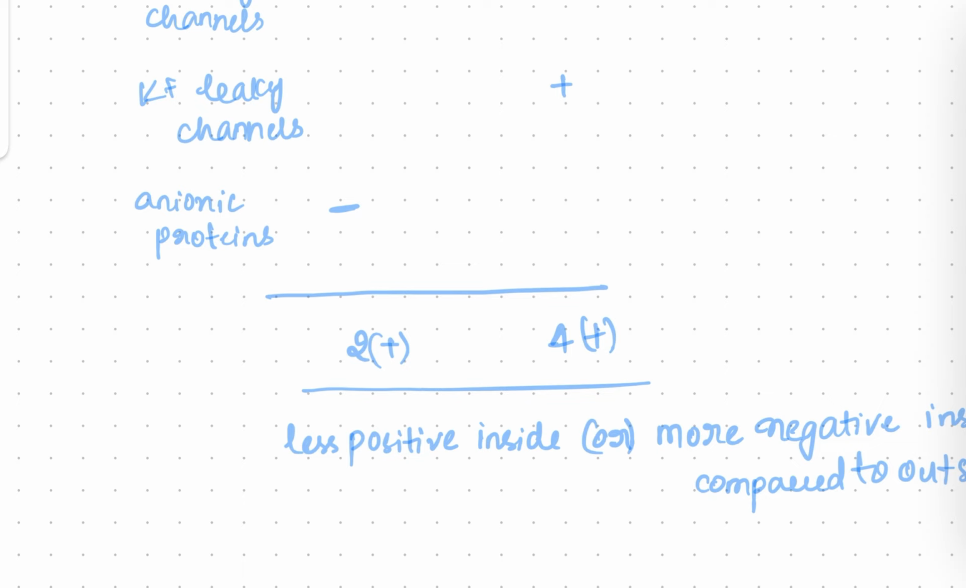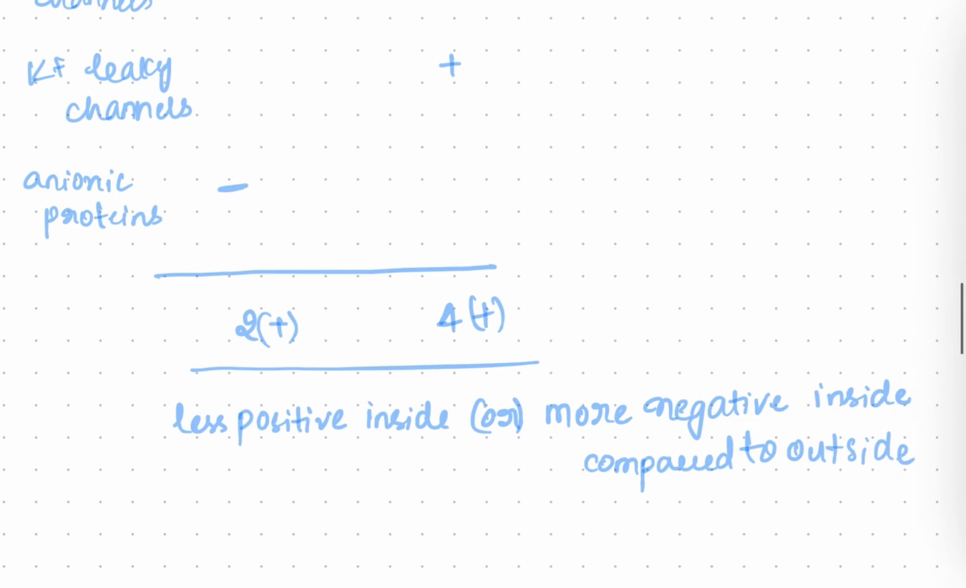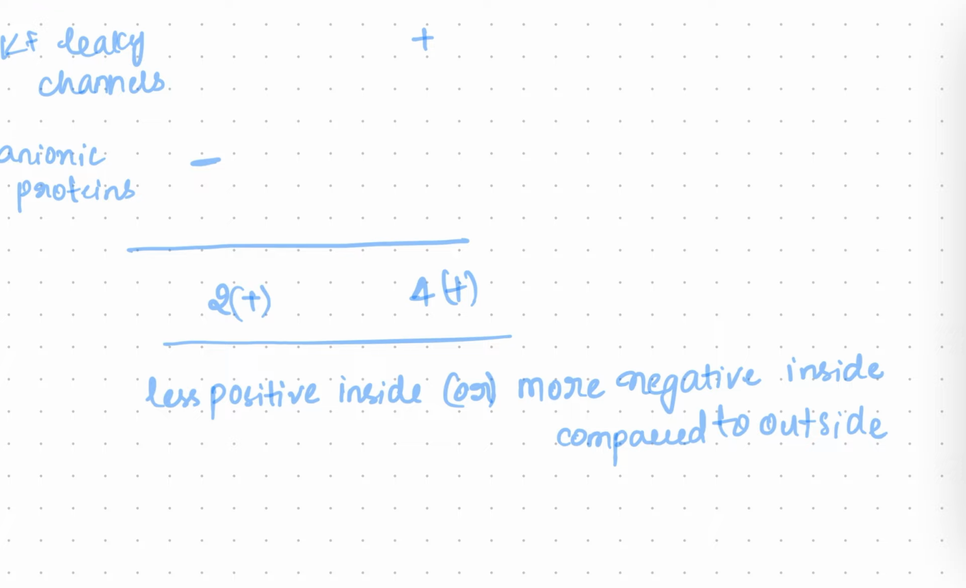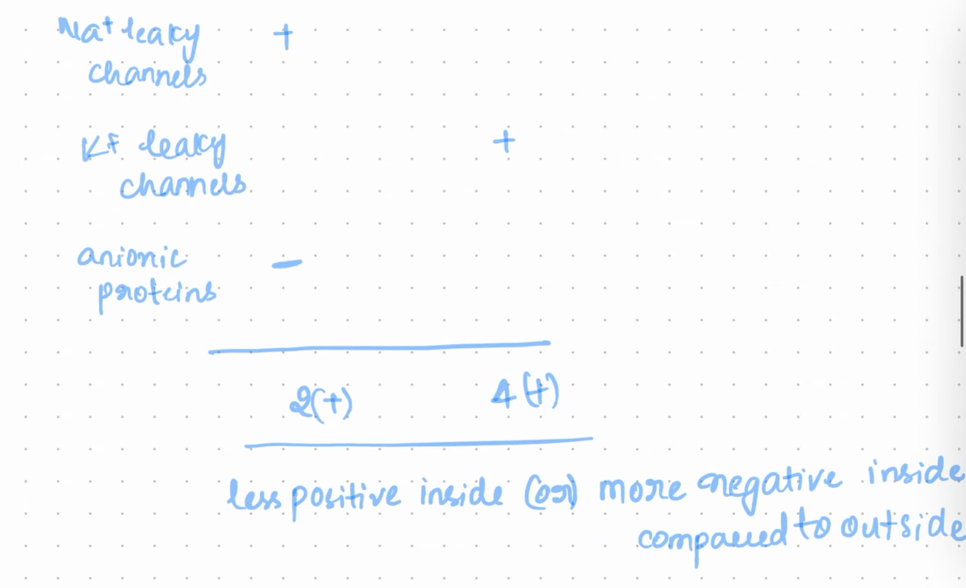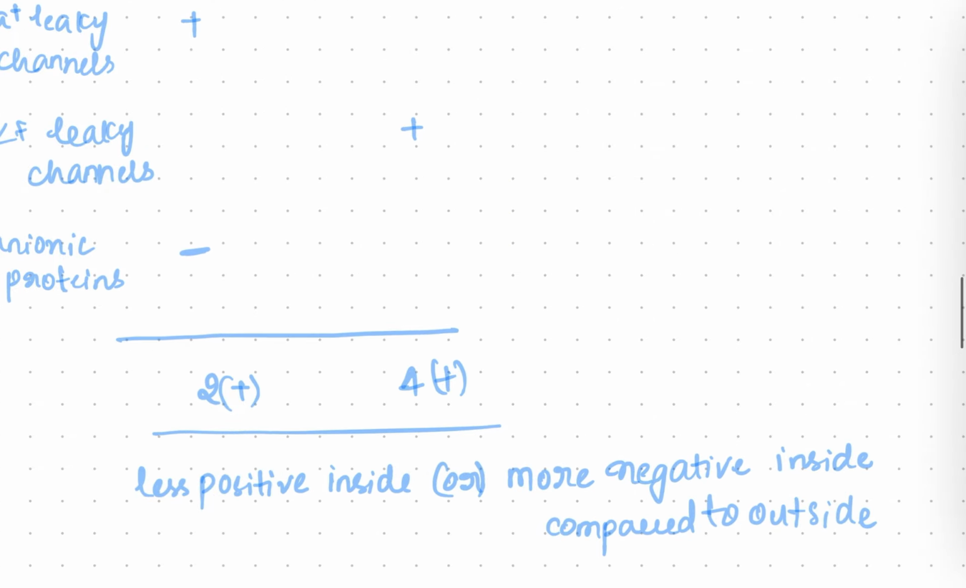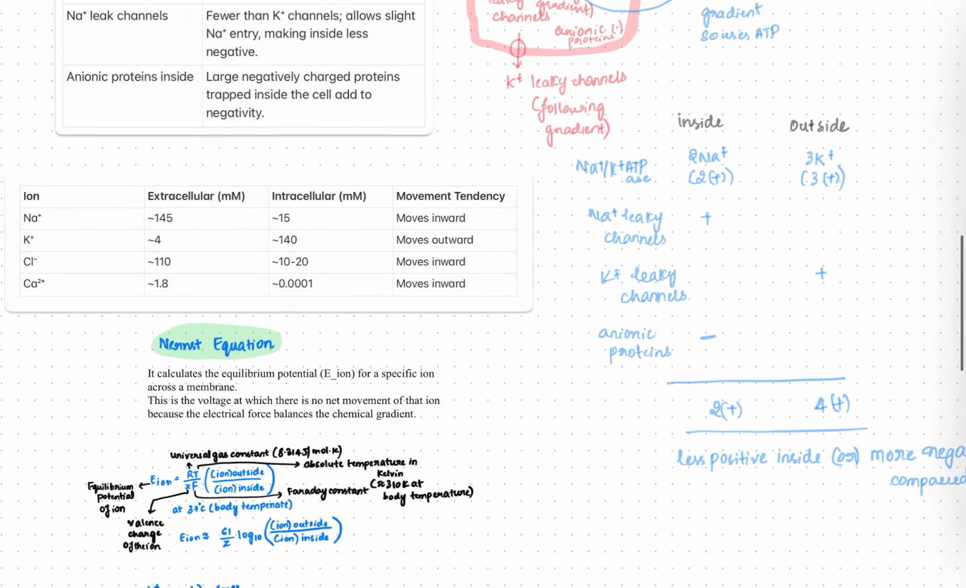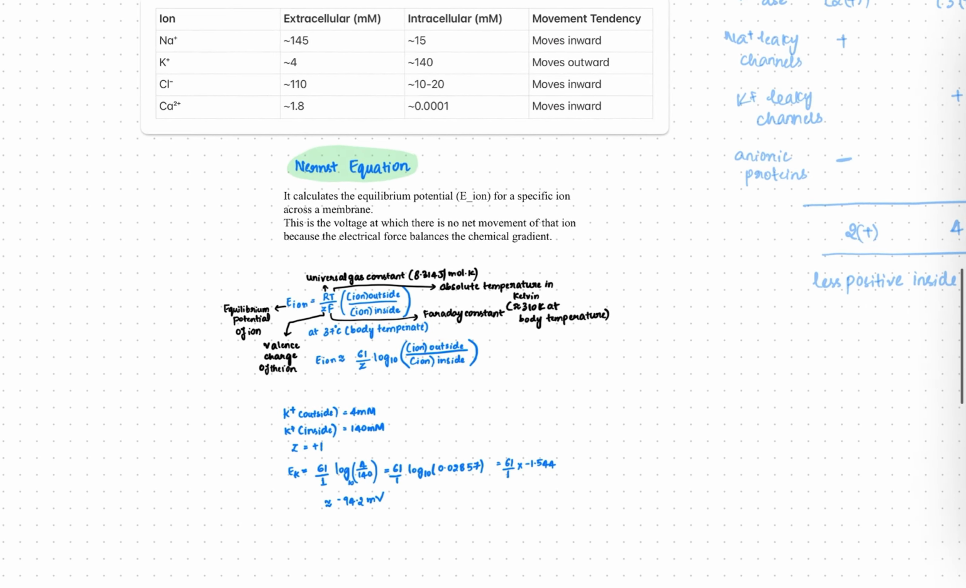Anionic proteins are way more negative than these, so we are just doing a calculation based on this. It is less positive inside, because there is 2 plus inside and 4 plus outside, so it is less positive or more negative inside compared to the outside. That's why resting membrane potential is negative. So this is an easy concept.